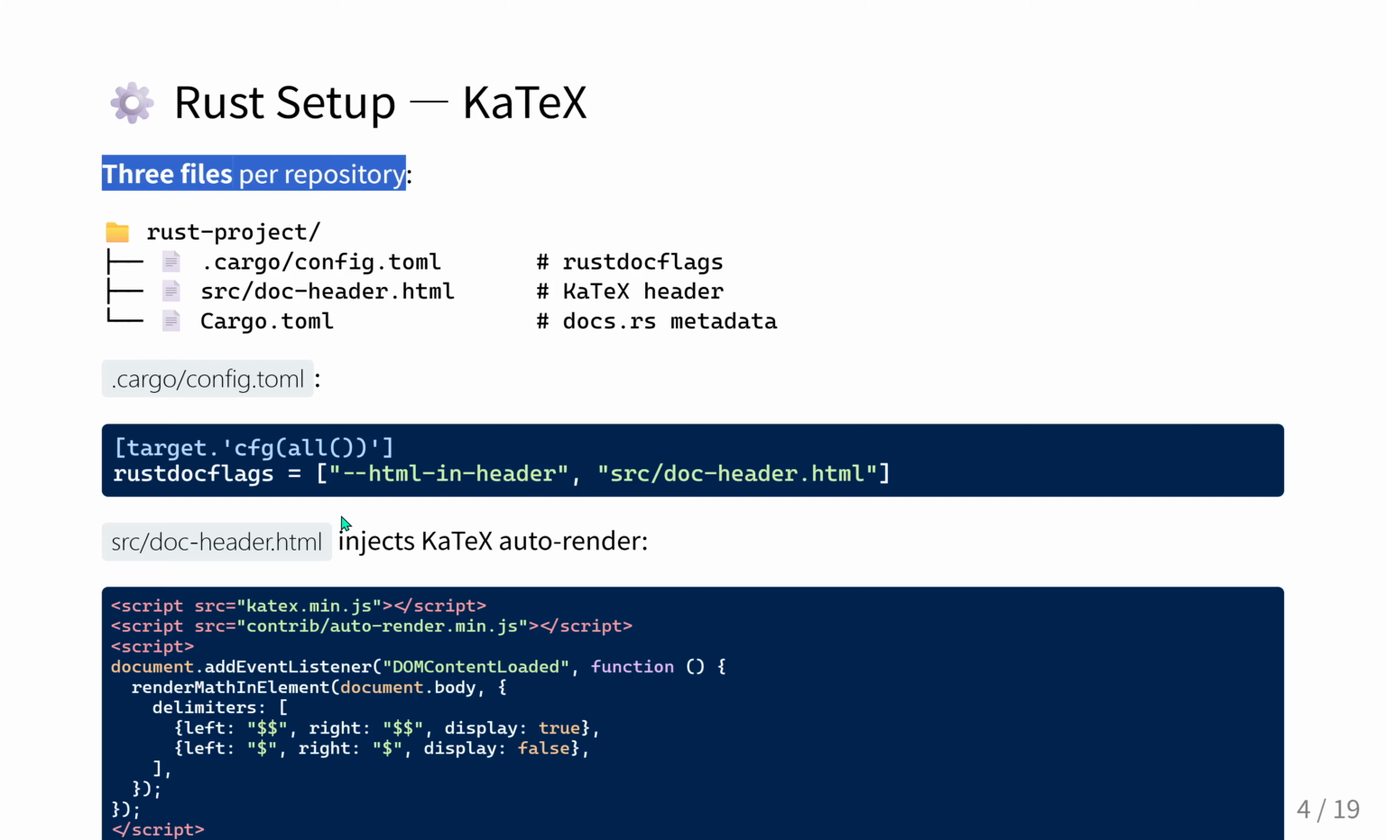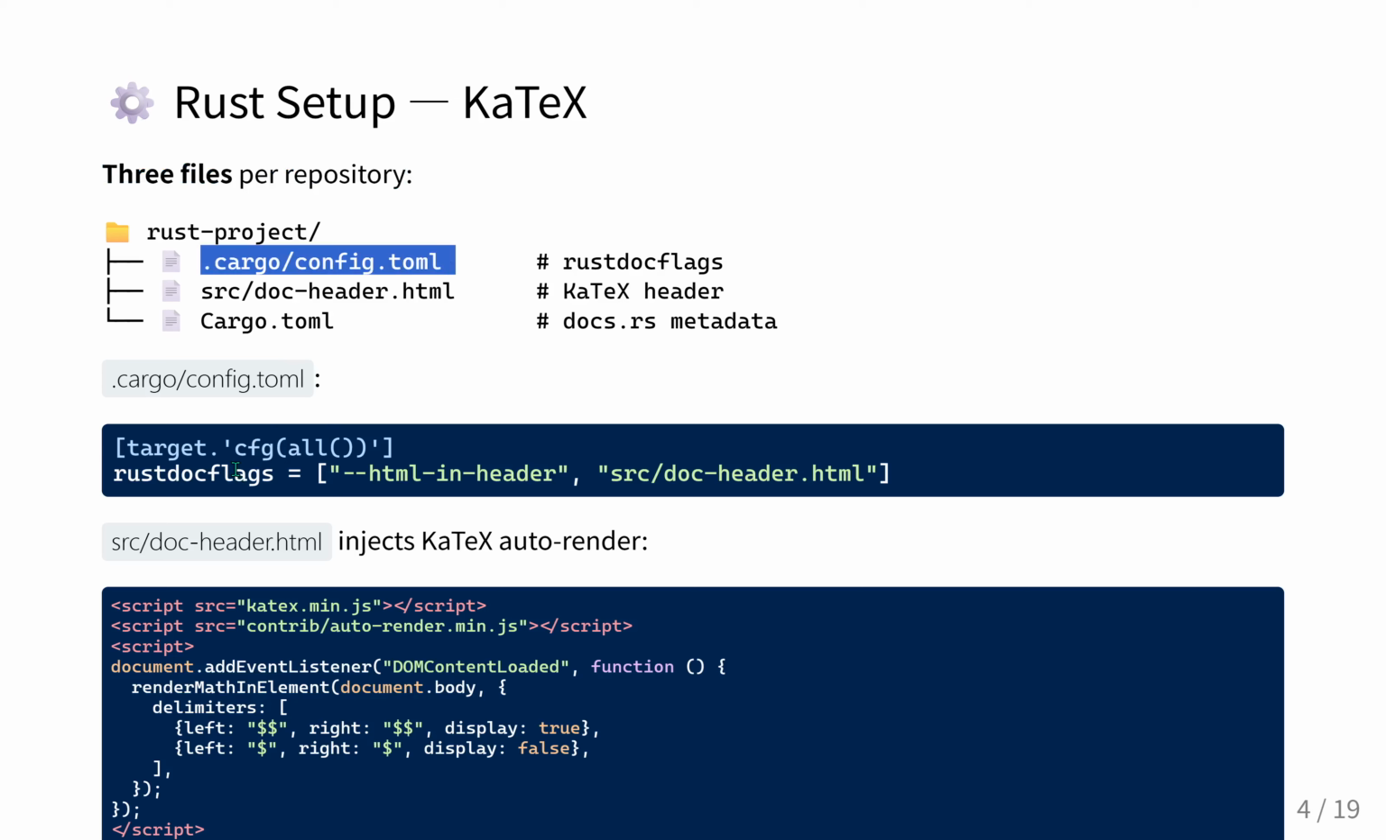You have to edit the .cargo/config.toml file just to pass specific flags to the documentation generator. Then you have to touch the Cargo.toml file. And finally, you actually have to create a custom source/docheader.html file. A literal HTML file just sitting there. Yeah. That HTML file is what manually injects the KaTeX auto-rendering script into the final documentation. Only then can you start using the native $ and $$ syntax to write your equations.